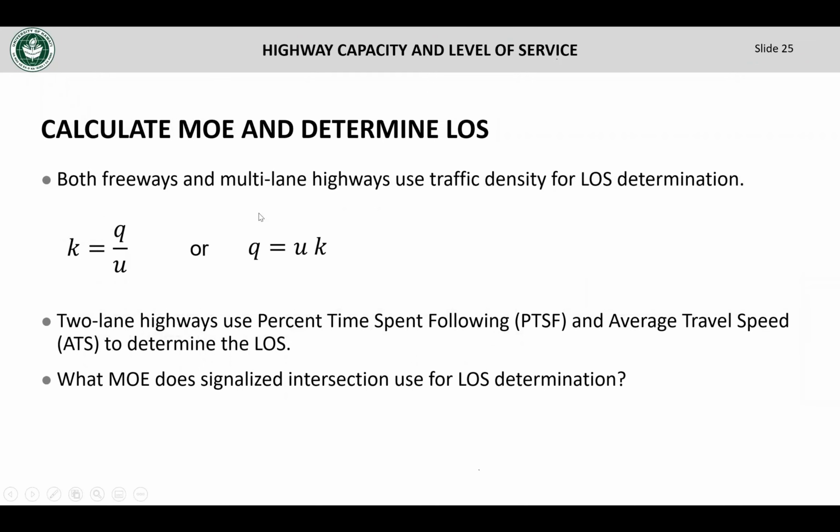Okay, so based on several of the things we have been discussing, both freeways and multi-lane highways use traffic density for level of service determination. So basically it's an application of the fundamental traffic flow relationship we discussed before. For two-lane highways, they use something called percent time spent following and the average travel speed. Percent time spent following is basically what percentage of time you're following another vehicle. I think the definition is 5 seconds behind another vehicle. For signalized intersections, I have again the question here, what do we use? And we already mentioned we use delay.